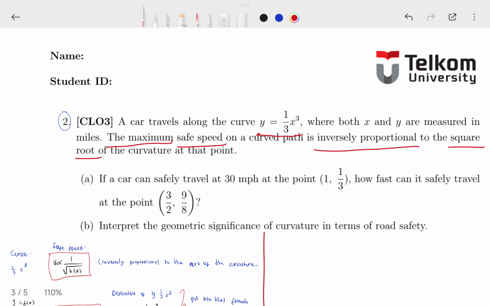The problem is a car travels around the curve y equals 1 over 3 x to the power of 3, where both x and y are measured in miles, and the maximum safe speed on a curved path is inversely proportional to the square root of the curvature at that point.